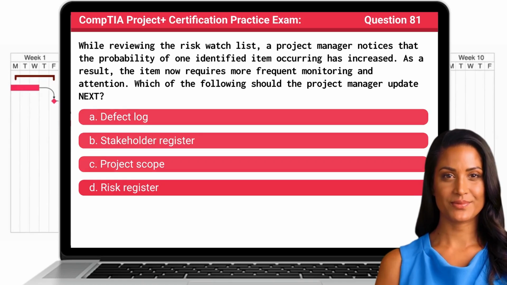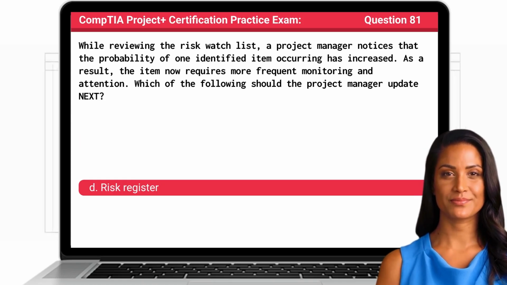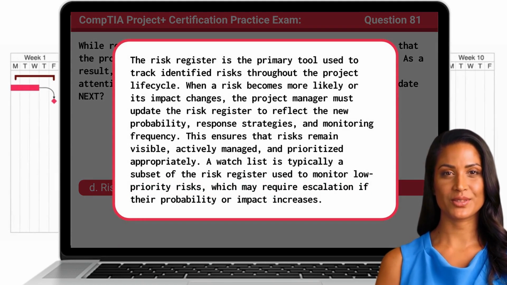The answer is D. Risk Register. The Risk Register is the primary tool used to track identified risks throughout the project lifecycle. When a risk becomes more likely or its impact changes, the project manager must update the Risk Register to reflect the new probability, response strategies, and monitoring frequency. This ensures that risks remain visible, actively managed, and prioritized appropriately.